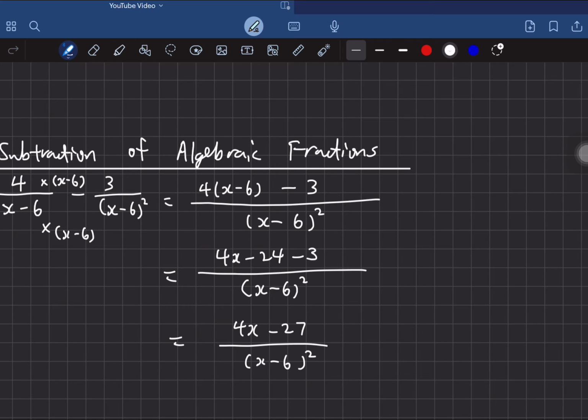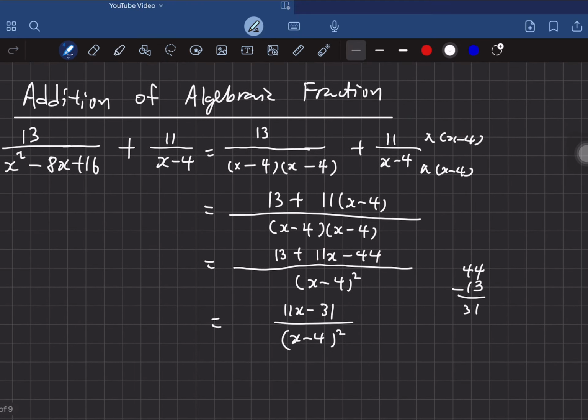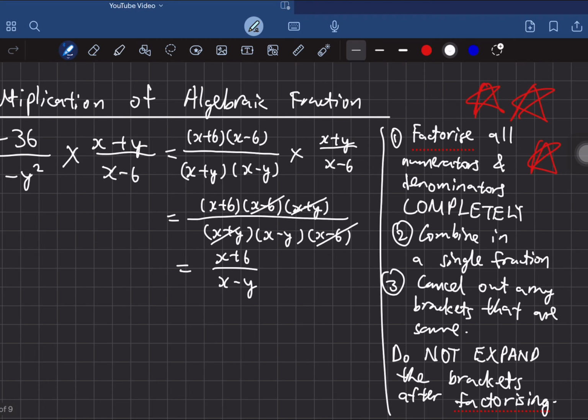So that's how we perform addition, subtraction, multiplication, and division for algebraic fractions. Do take note, please be careful. These are the steps that we need to follow strictly. If not, our answers will not be complete.